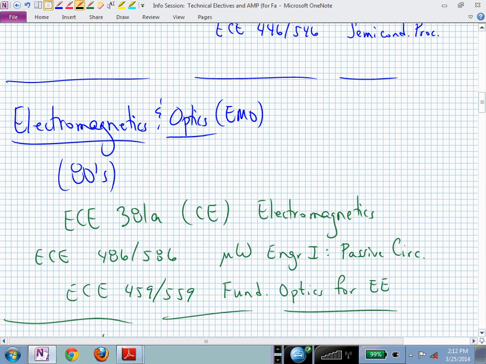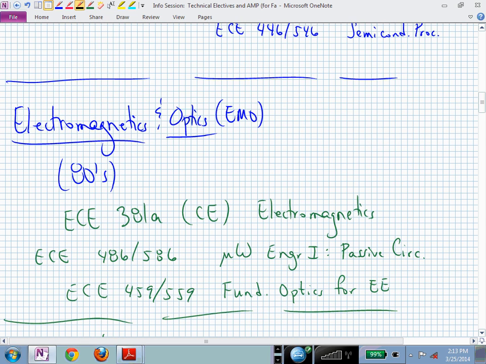486 is microwave circuits, so that's the frequency range or interval that you're dealing with, and you're dealing with passive circuits. There's another class in the spring, 488, that's a follow-on to 486. There's a three-course sequence, 381A, 486, and 488. So the curriculum is really designed for you to begin taking your classes in the fall and finishing up with your technical electives in the spring. That may or may not be your case.